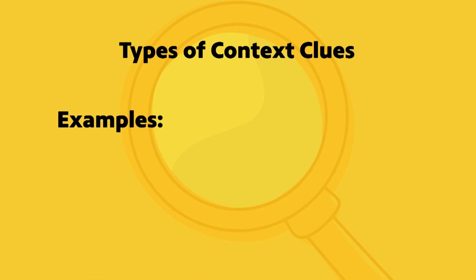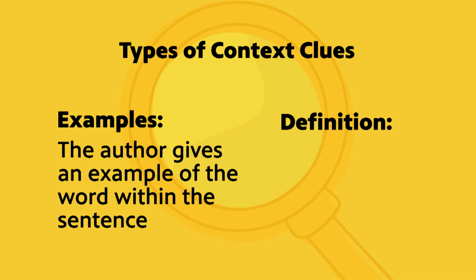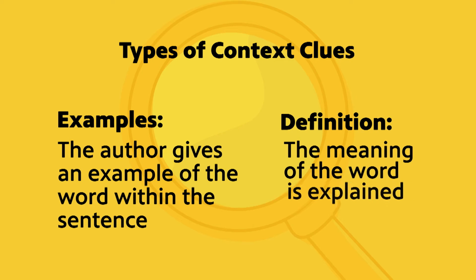There are different types of context clues, but for today's purposes, we're going to focus on these two types. Examples, which means that the author gives us an example of the word within the sentence, and definition, which means that the meaning of the word is explained by the other words around it. We can use these clues to help us make inferences about the meaning of unknown words in any type of text that we read. Now that we know all about the two different types of context clues, let's discuss a 4-step process for determining the meaning of unknown words.